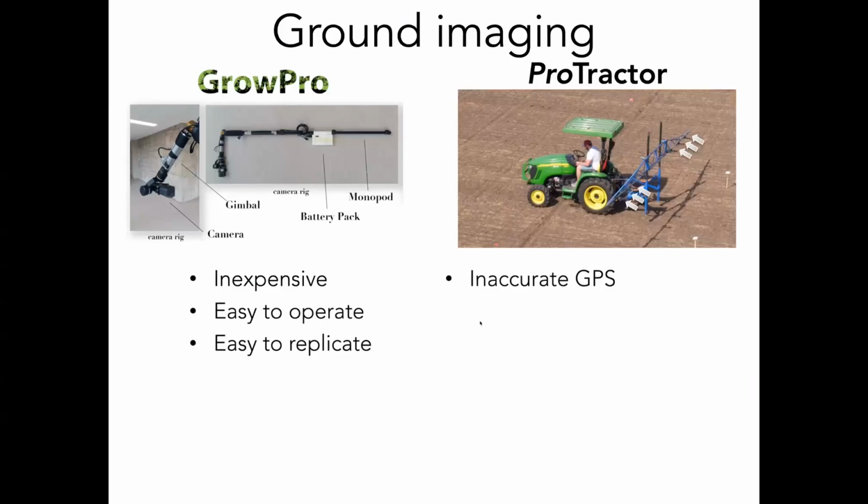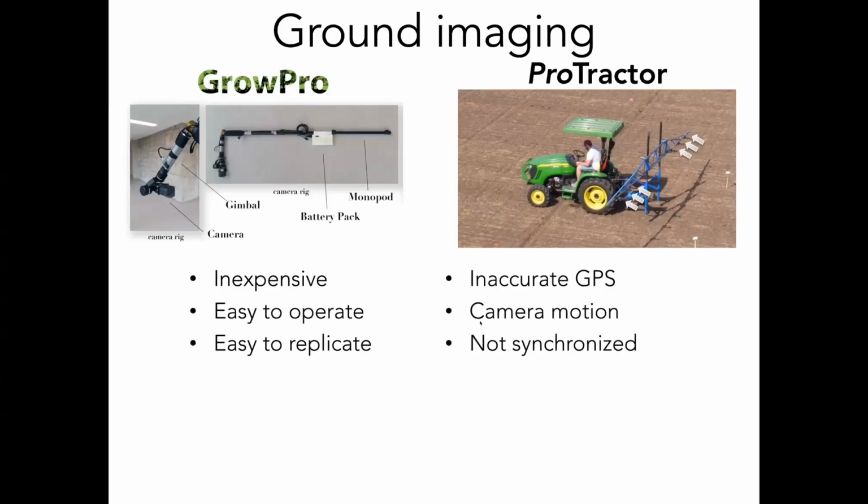We don't have a real-time GPS on these. We just take the GPS off the camera, so we have quite inaccurate GPS. There's much more camera motion, particularly in the handheld version. As the person's walking, they're going to have more camera motion than on a more dedicated phenomobile.